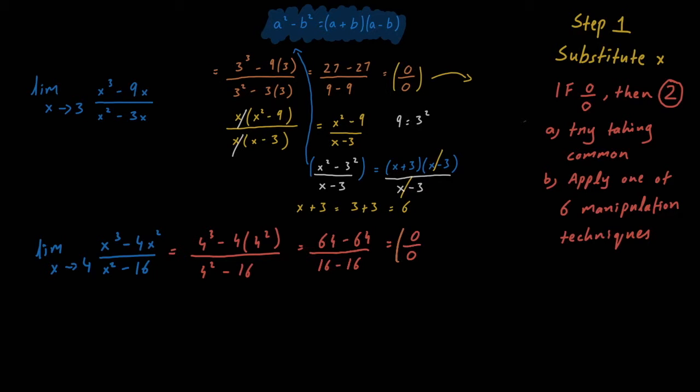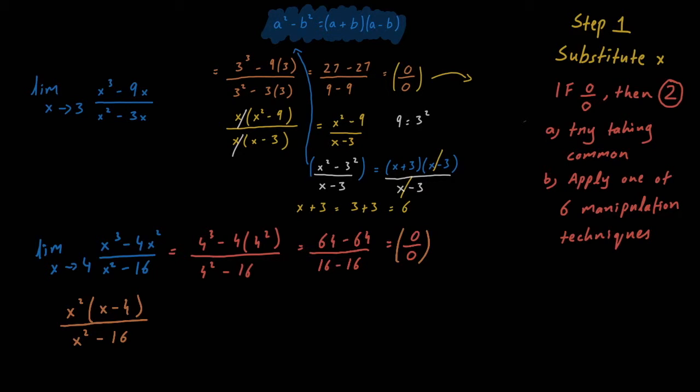Now as we have got 0 divided by 0, we know that in order to find an answer, we have to manipulate the equation. The first step is to try taking common, so I will do that. In the numerator, we can take x square common and we'll have x minus 4. In the denominator, we cannot take anything common, so we will simply write the same equation again.